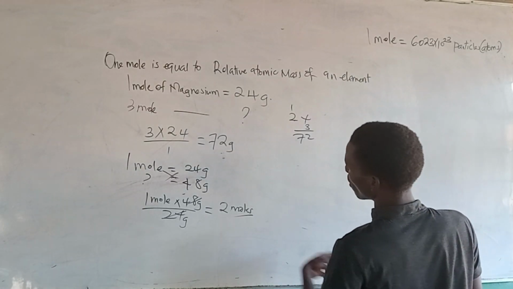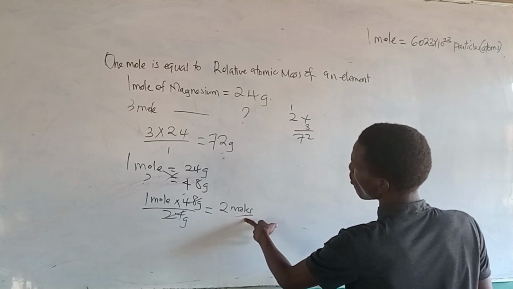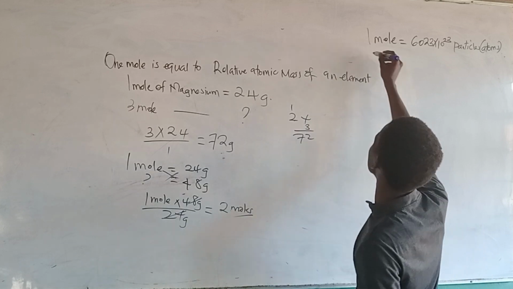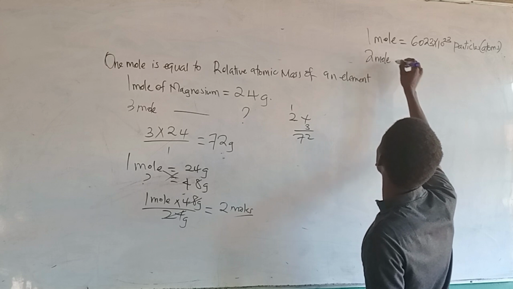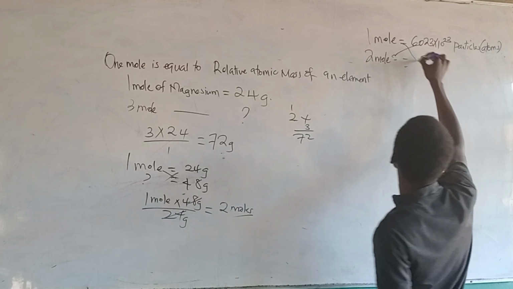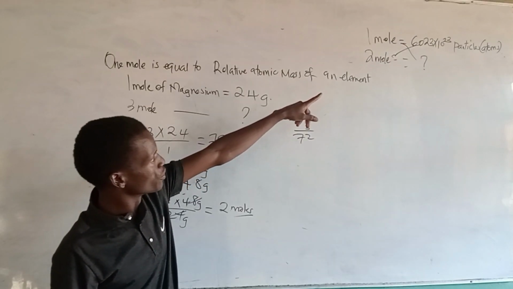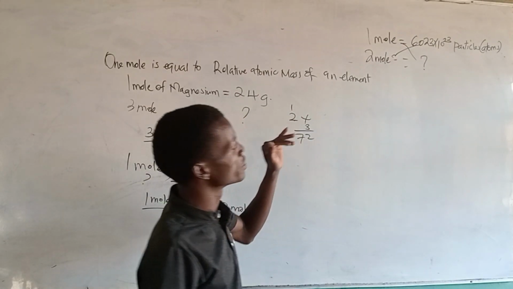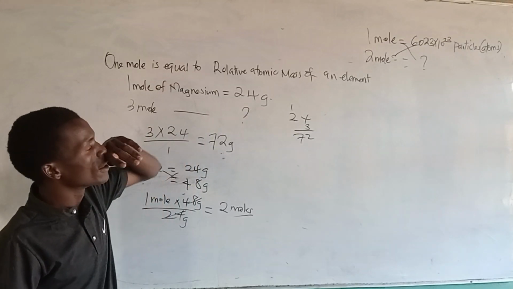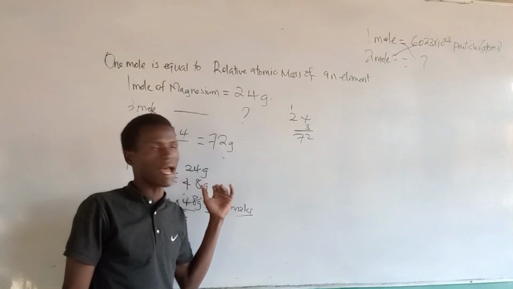Now, if I want to ask myself, in 2 moles of magnesium, how many particles are there? 2 moles is equal to what? I will just cross multiply and I get the answer. That is what you are supposed to know. And these particles are very tiny, they are so tiny that we cannot see them with our naked eyes.